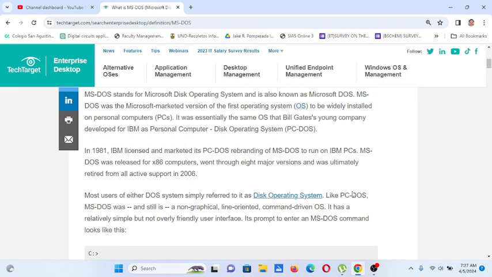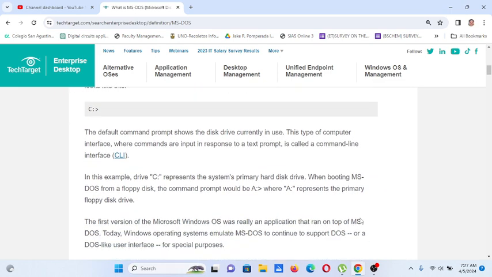It prompts you to enter commands. An MS-DOS prompt looks like this. The default command prompt shows the disk drive currently in use. This type of computer interface, where commands are input in response to a text prompt, is called a command line interface or CLI. In this example, drive C represents the system's primary hard drive. When booting MS-DOS from a floppy disk, the disk prompt is A, where A means the primary floppy disk drive.